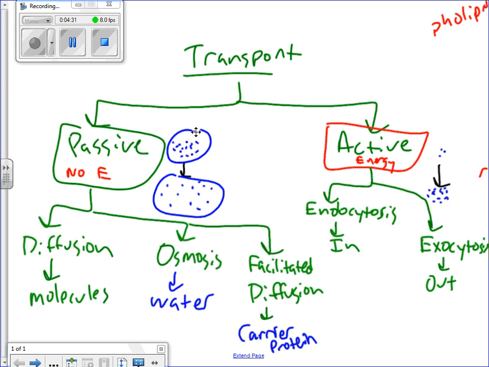So this is all the terminology that you would actually go for the transport, right? In a second, we'll actually talk about water because there are three types of osmosis that you are going to be asked on the test.